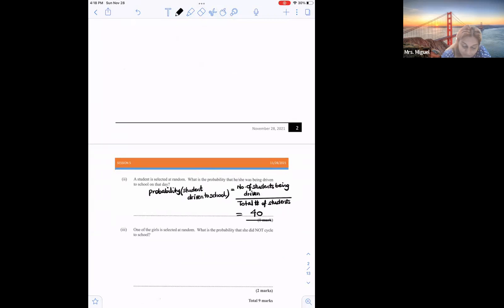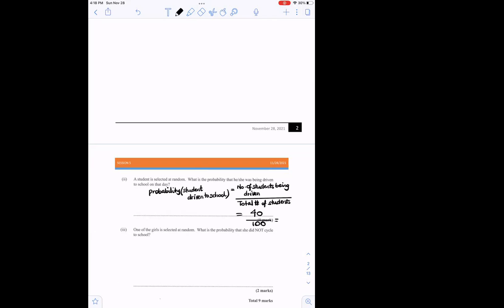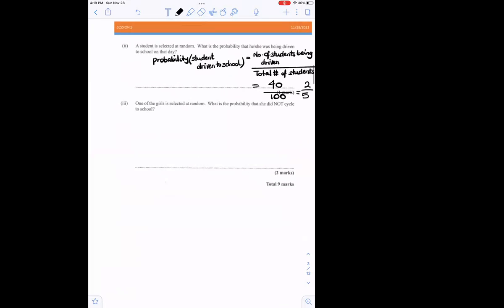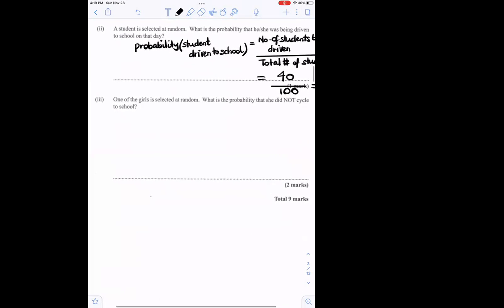100. So reduce this fraction for me. 40 over 100. Two-fifths. 2/5. Did somebody confirm that? Did anybody else get 2/5? All right, let's go. I got 2/5. Very good, thank you.